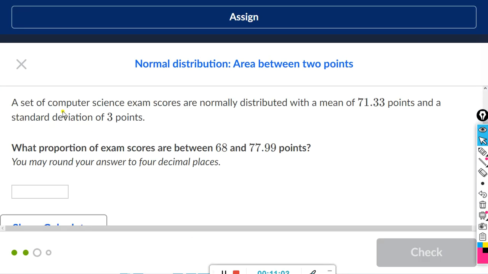All right, one more. A set of computer science exam scores are normally distributed. Mean is 71.33. Standard deviation is 3. What portion of scores are between 68 and 77.99? Okay, so this is your mean. That's mu. This here is your standard deviation. That's sigma. And the values given are the x values.